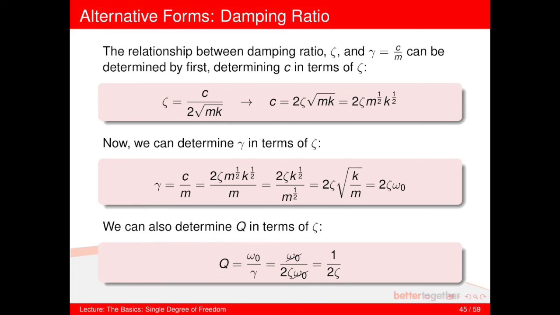And so, we know that gamma is C upon m, so if we stick in what we've got for C at the top here, we've got 2 zeta m to the half, k to the half, over m. Well, m to the half over m is 1 over m to the half, so that's why that drops down. You can see we've ended up with 2 zeta root k upon m, which is 2 zeta omega naught. And so wherever we saw gamma in that equation, we could replace it with 2 zeta omega naught, which is the alternative form.